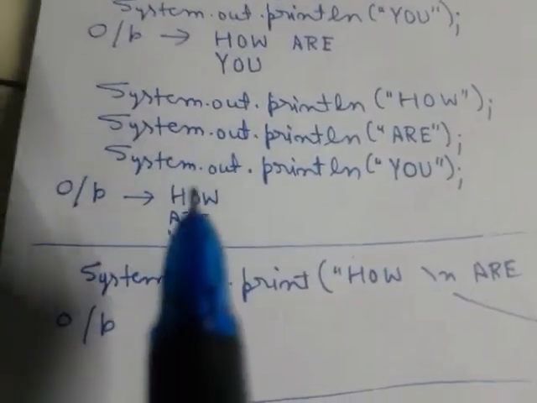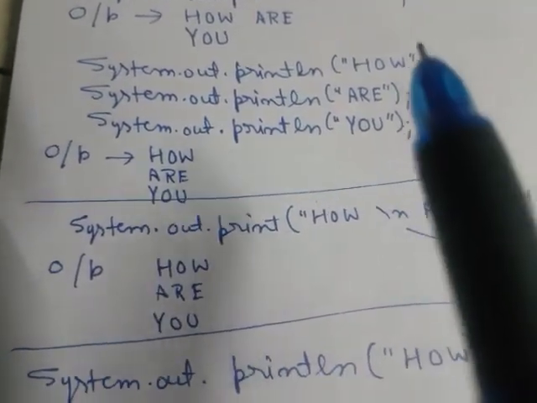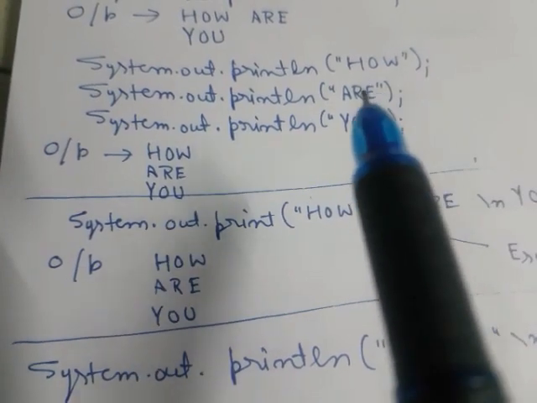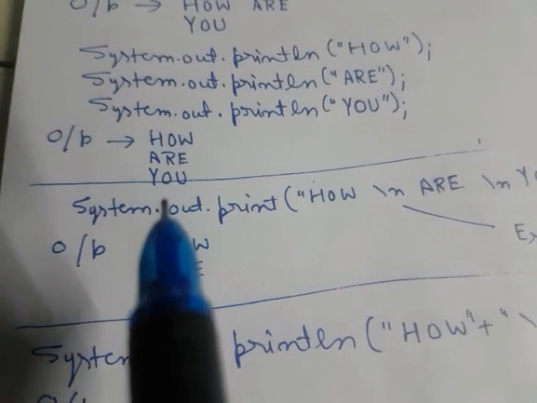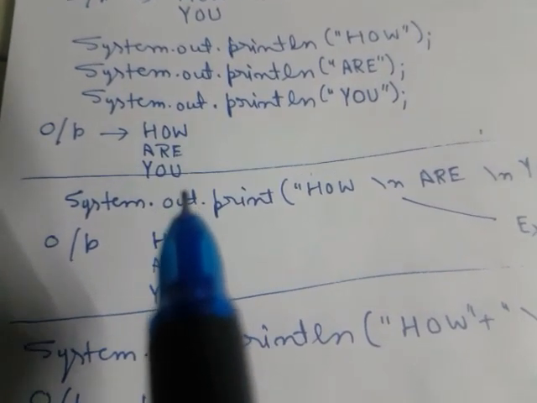Similarly, we will see System.out.println 3 times. First one has "how", second has "r", third has "u". Now the output "how" is in one line, "r" in the second line, and "u" in the third line.